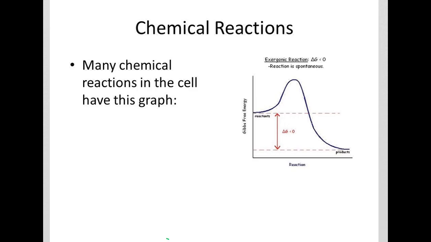So many chemical reactions in the cell have this sort of a graph where on the y-axis we have free energy, which we're not going to talk that much about. And on the x-axis they have the time of the reaction. So on the left is the beginning and the right is the end. And so you'll see that the reactants have a certain amount of energy and the products have a certain amount of energy. And the reactants have higher energy on this scale than the products do.